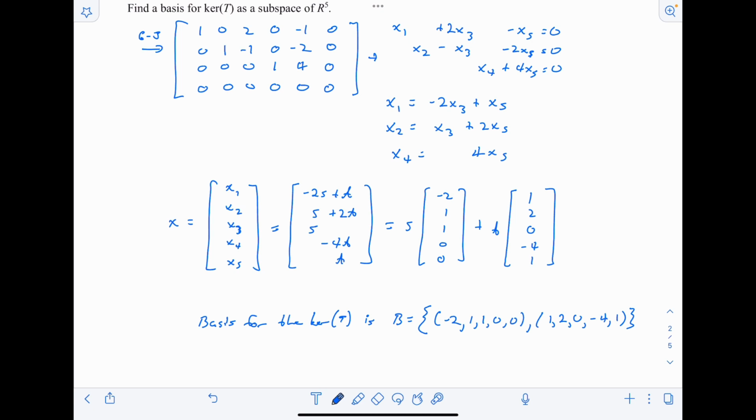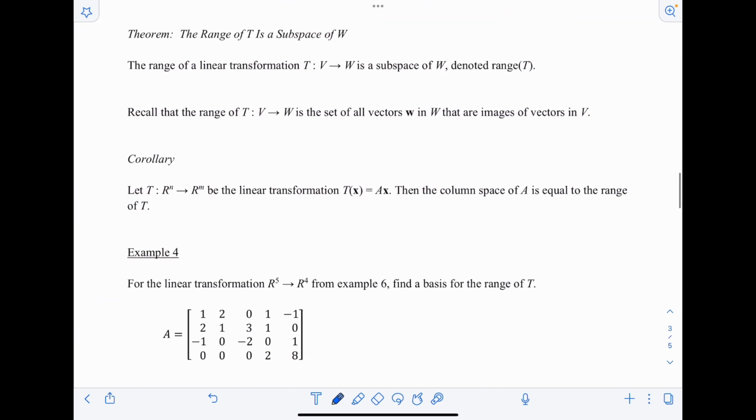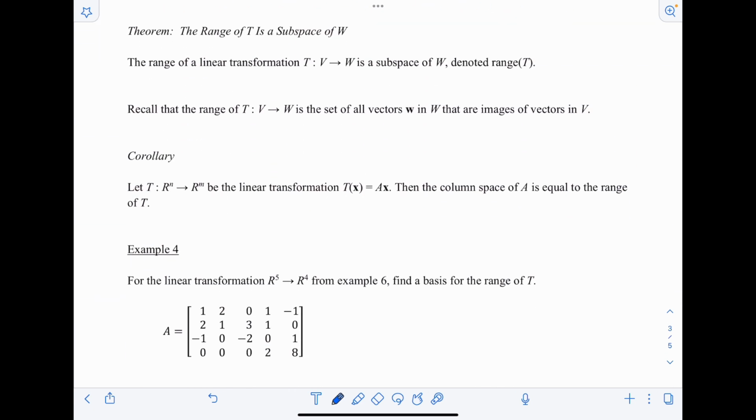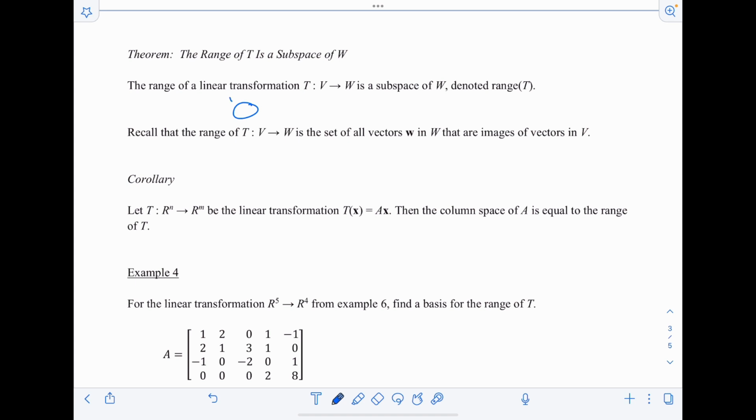All right, well, let's move on and let's talk about range. So again, I'll read through the theorem, and then we'll go through a reminder here. Basically this says that the range of a linear transformation T mapping V to W is a subspace of W, denoted range of T. So if you remember from our last lesson, we talked about the fact that when we map from V to W, right?